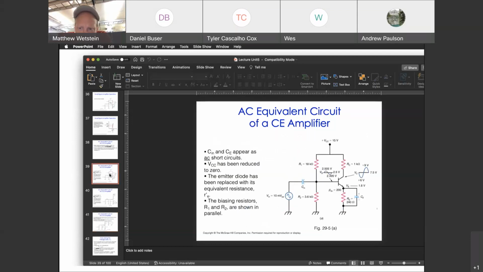On slide 39, are the voltage drops across the resistor opposite the transistor? Yeah. So you're asking, are the voltage drops across the transistor opposite to the load?